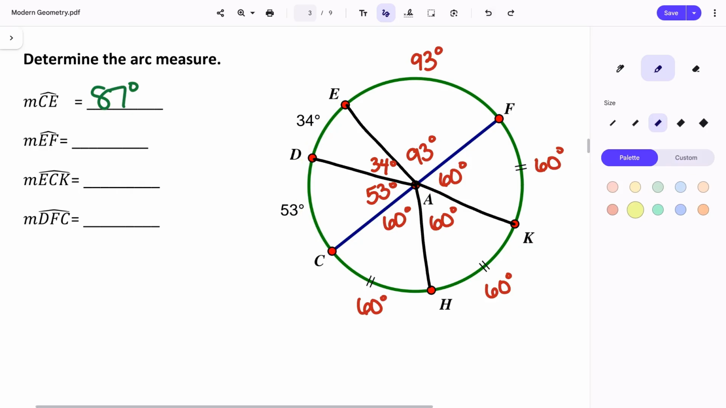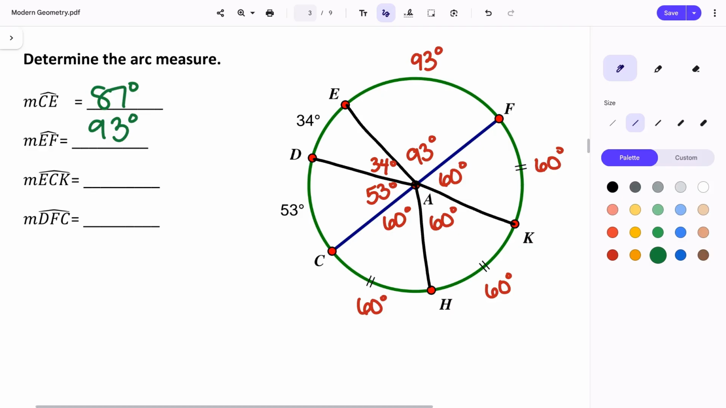Okay, what about EF? 93, everyone agree? Okay, that's another minor arc. Okay, next one, ECK. What kind of arc are we working with now? Major, because it's got 3 letters. I think the major arcs are easier because you can follow the path of the letters. So it's a little bit easier to know what direction you're supposed to go.